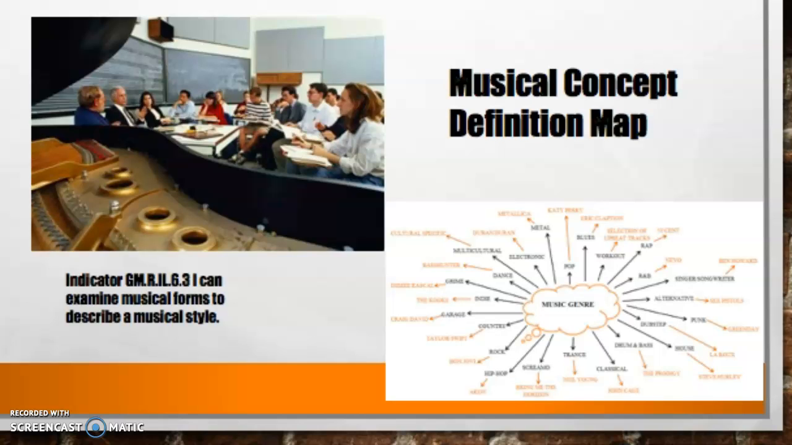The standard that I am basing this off of is the benchmark: I can explain how elements of music are used in a variety of genres, cultures, and time periods, and we're relating that specifically to the indicator: I can examine musical forms to describe a musical style. Ideally, it would be, like I said, for a high school music appreciation class, so the grade would be ranging from 9th grade to 12th grade, with students ranging from the age of 14 to 18.